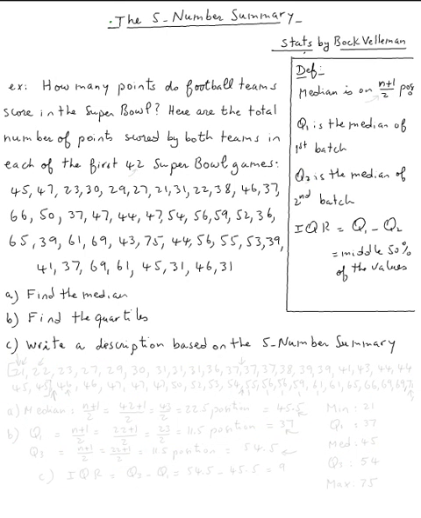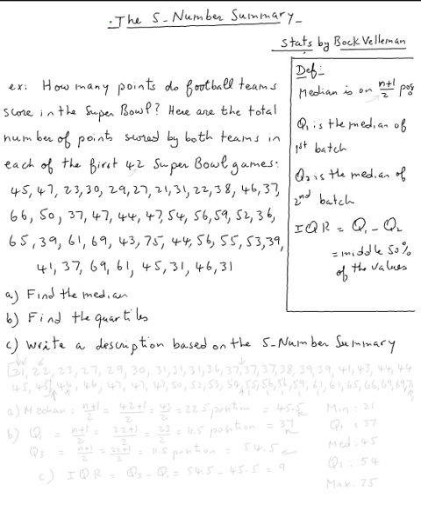The topic is the 5-number summary. So let's do this example. How many points do football teams score in the Super Bowl? Here are the total number of points scored by both teams in each of the first 42 Super Bowl games. And here are all the numbers: 45, 47, all the way to 31, last number.